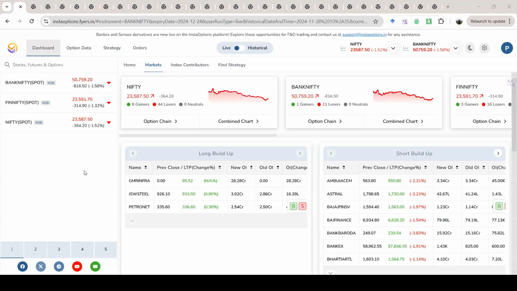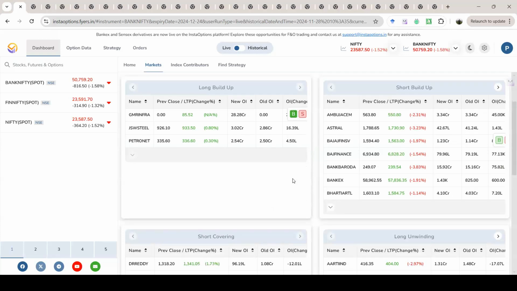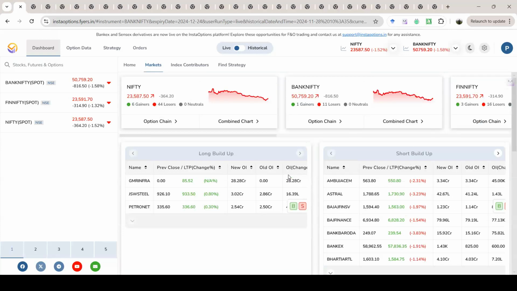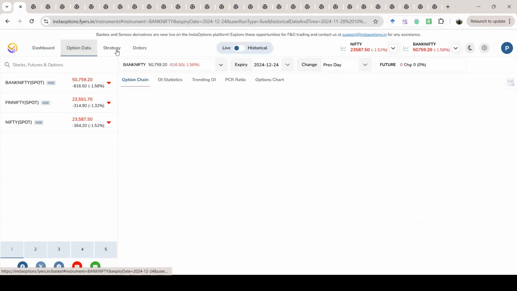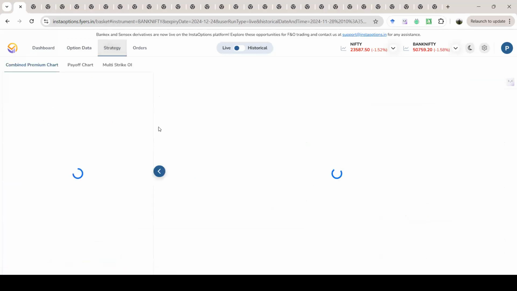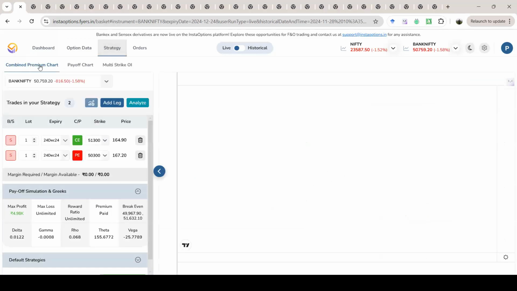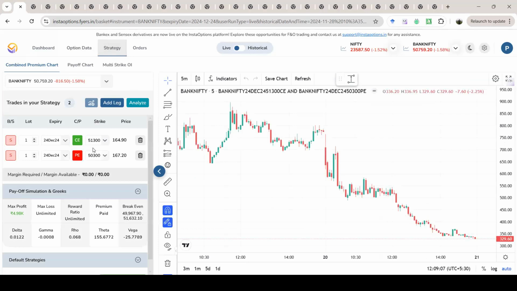Okay, is this visible, Insta options? Yes, sir. Okay. So here what do we see in Insta options? There is options data, there is strategy, and we have a combined premium chart. So we can select Nifty, Bank Nifty, whatever we want, and we can get the combined premium chart. Okay, Ketan sir?